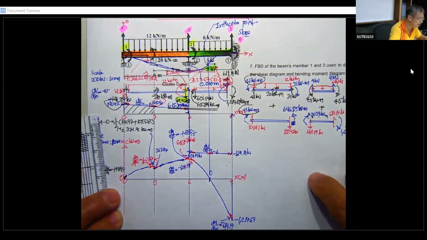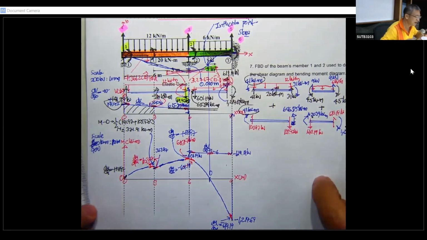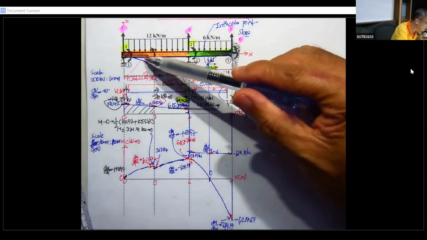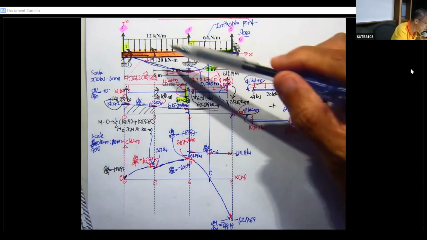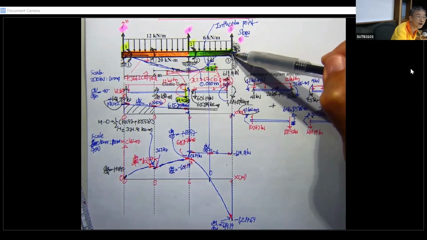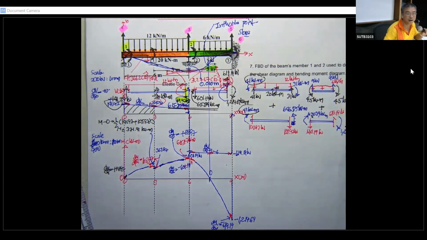Okay, that is all we have for this one. When you mark the inflection point at this point, your elastic curve will be correct because it has the rotation here, the rotation here, the inflection point here, and this is zero. And that's all for today.